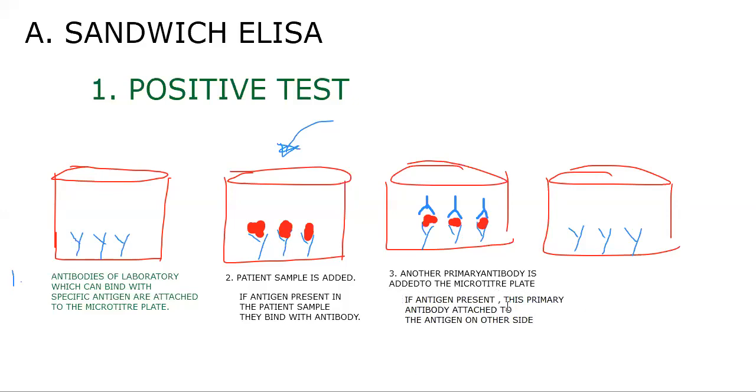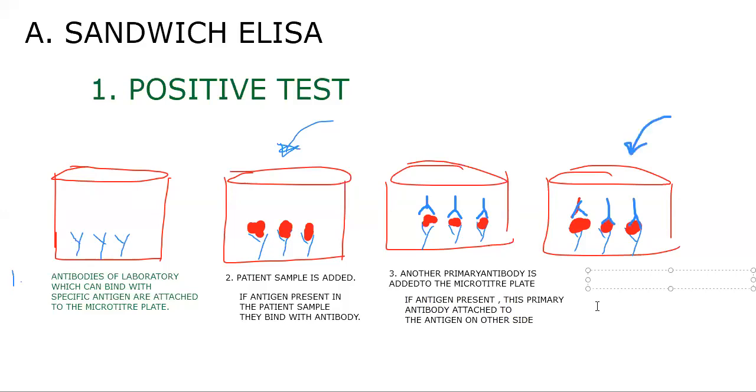Okay, next, what is the fourth one? Let me show you everything that has happened until now. We have an antibody attached to the well, and antigens attached to the antibody if antigens are present. Then we have taken another primary antibody which is going to bind with the antigen on the other side. Now what do we have to do?